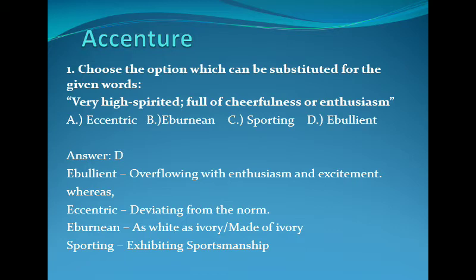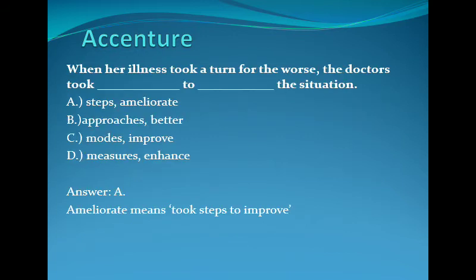A new word that you would probably learn now is Eburnean, which relates to ivory, that is tusks of an elephant. Okay. But of course, ebullient is the answer, which means overflowing with enthusiasm and excitement. So this is how you go about eliminating. Obviously, you can eliminate eccentric and sporting, but then you're left with Eburnean and ebullient. So that's how you go about multiple choice questions. Try to eliminate.